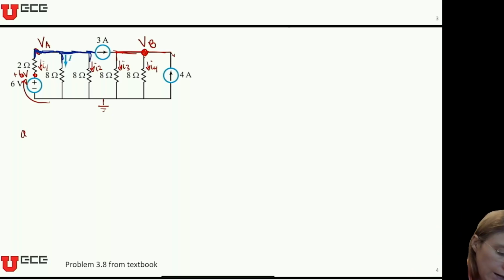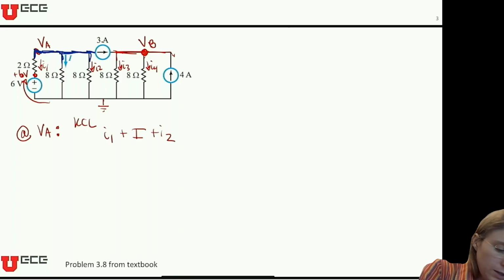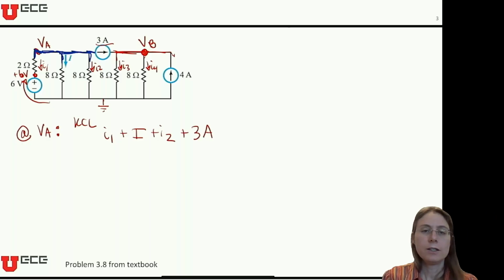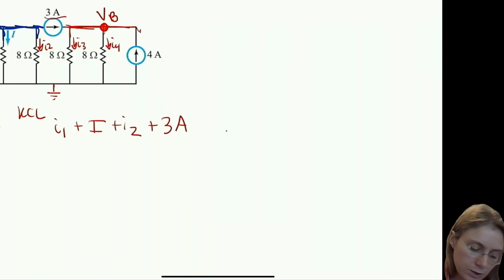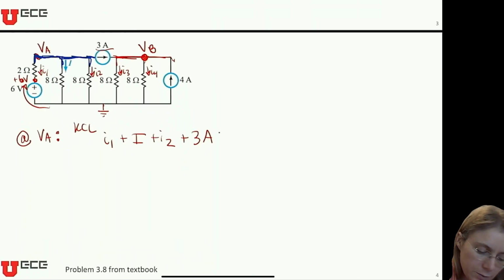Okay, so at unknown node VA, here is the KCL I can write. I1 plus I2 is out, plus 3 amps is out. So everything is going out the way I drew it right now. That's fine. That just means by KCL they sum to 0, and one of those actually was negative.